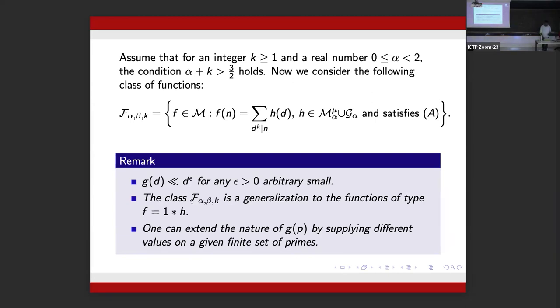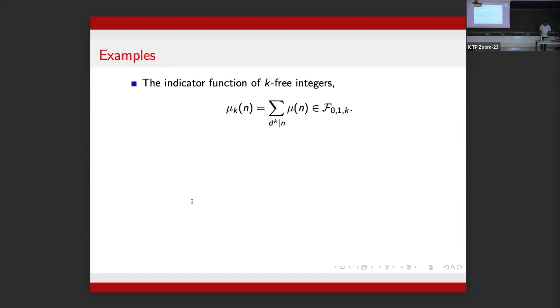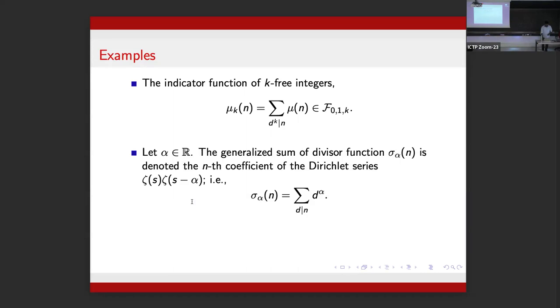So this is the class. Now you see the special cases, so you have to remember that. Another special example in this case: if you consider k-free numbers, they belong to this subclass F 0 1 k. This is a subclass of the whole class, and it contains the k-free numbers.